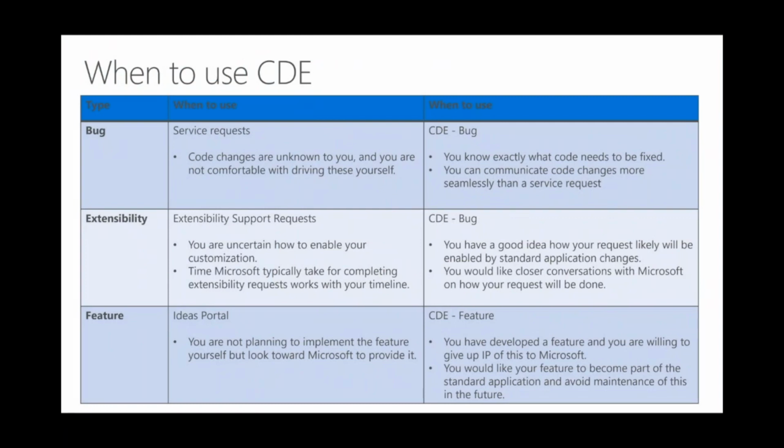If, on the other hand, it's obvious to you what needs to be changed, you may actually have the line of code in front of you where you see, here's the bug, and you can communicate that seamlessly by pointing to that fix. Then do consider CDE as an alternative for bringing that fix in. It is probably going to be more seamless for you doing it this way as opposed to going the route of the service request. And again, as I mentioned earlier, we probably have the option of getting the fix in the product faster by utilizing the CDE program.